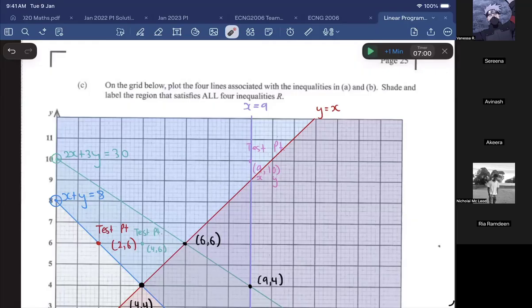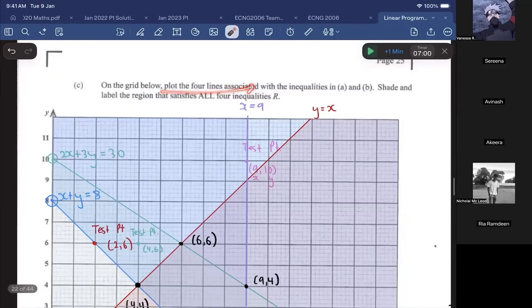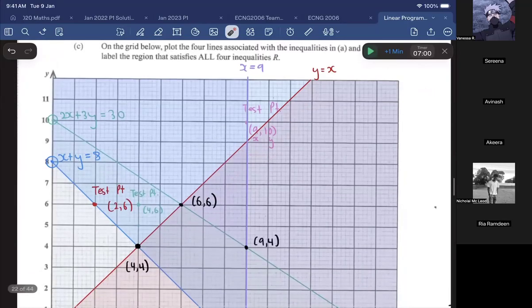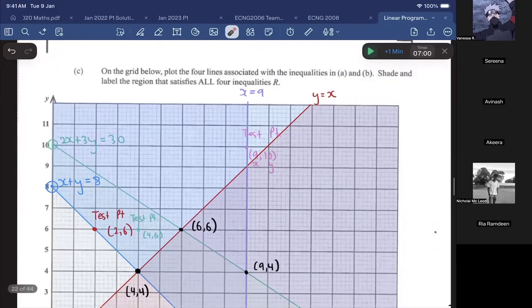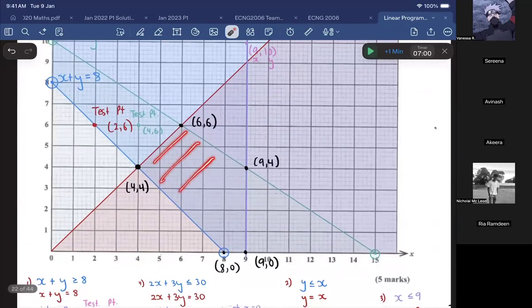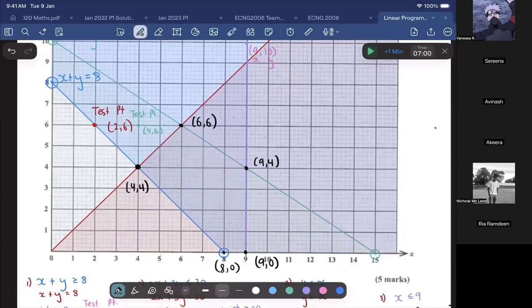So on the grid below, plot the 4 lines. We did that with the inequalities. To plot the inequalities, we shaded. Shade and label the region that satisfies all 4 inequalities. When they say shade the region that satisfies all 4, you shade the region where all of the colors are overlapping. So to fully answer this question, I'm just going to shade over here.